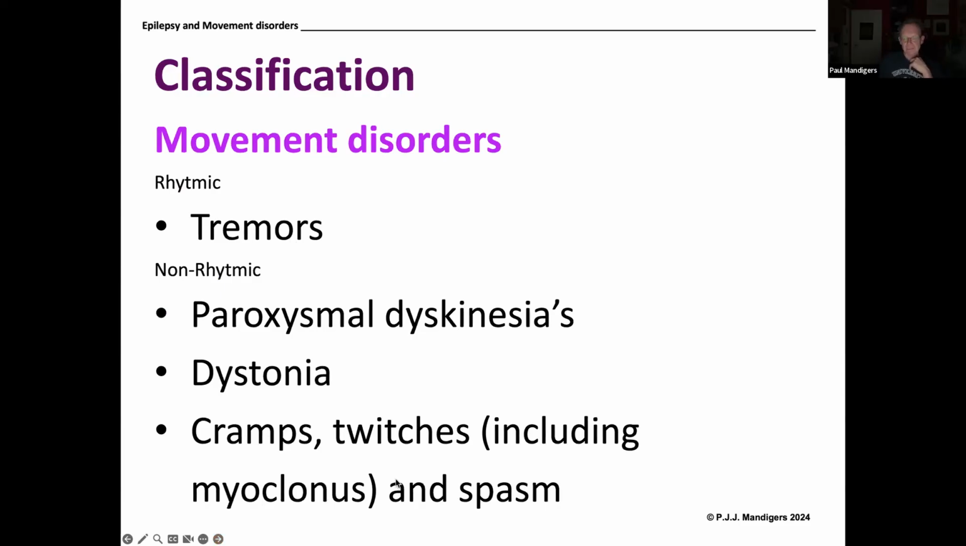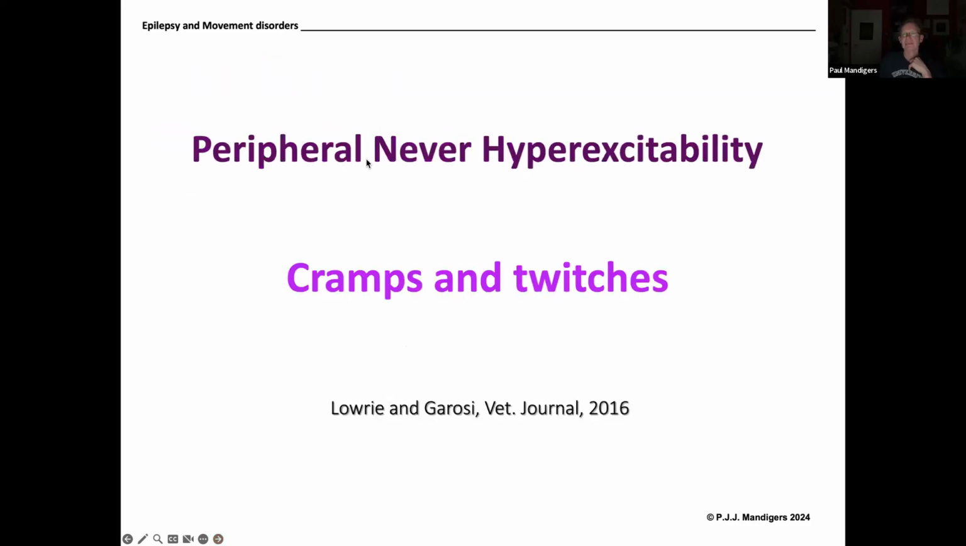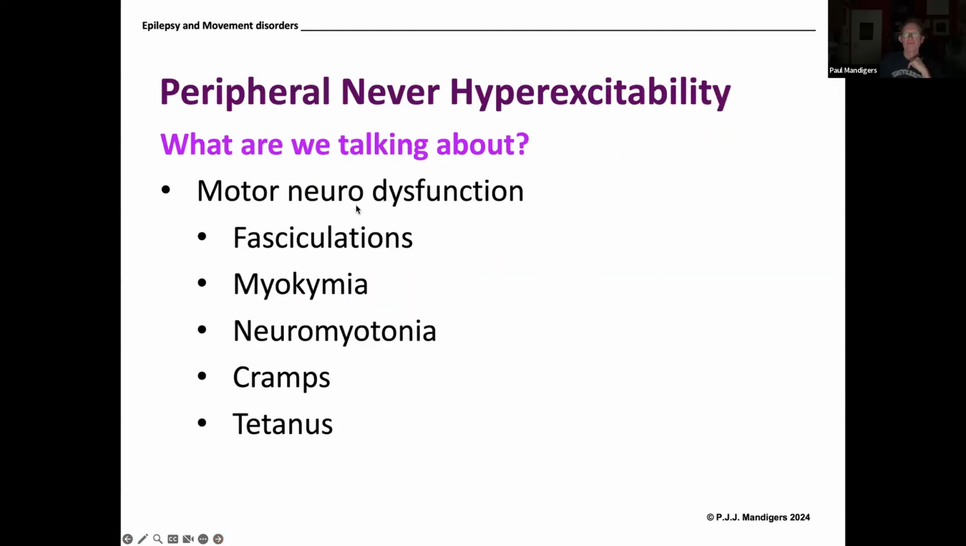Now, to finish it up, and then you have survived it, we have talked about the tremors and the paroxysmal dyskinesias, and now we are going to say something about the cramps, twitches, and spasms. These are actually the peripheral ones, not always, but in the majority. The words we use for these are very ancient words like fasciculations, myokymia, neuromyotonia, and of course, all the other ones.